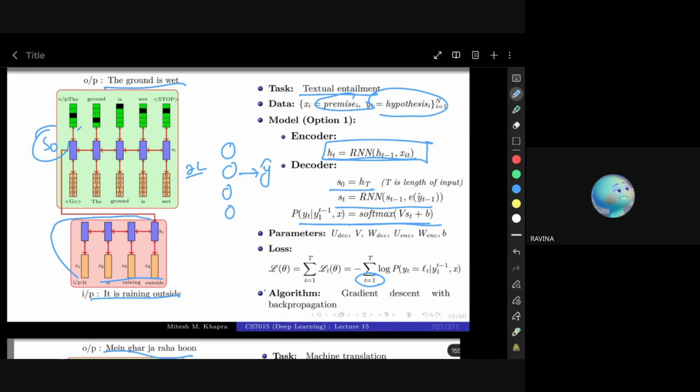At each point you take the softmax calculation, and you add. As many t as there are, that many softmaxes there will be. And you are taking the log of that. So whatever p you are getting here, you take the log of that and add it up. That is the loss function in this case.